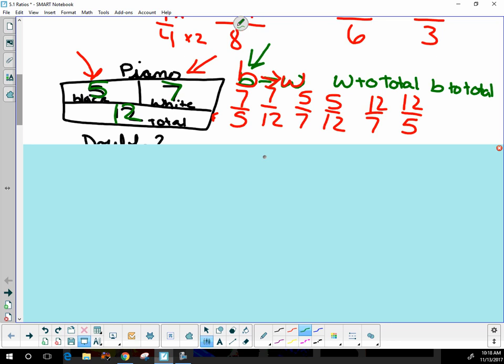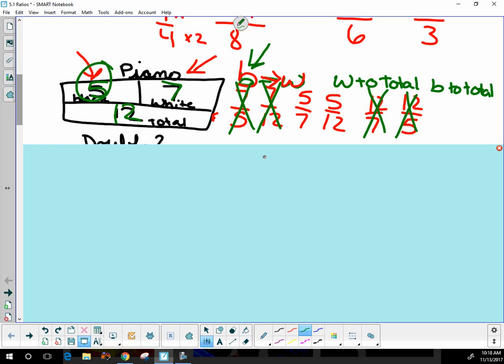Black keys. How many black keys are there? 5. So that eliminates a lot. Remember I said the first one goes on top? So that's not a choice. And these aren't choices. Look at that. That was pretty easy right there.